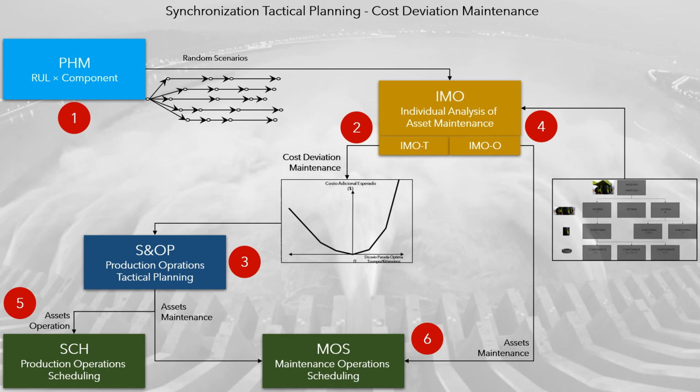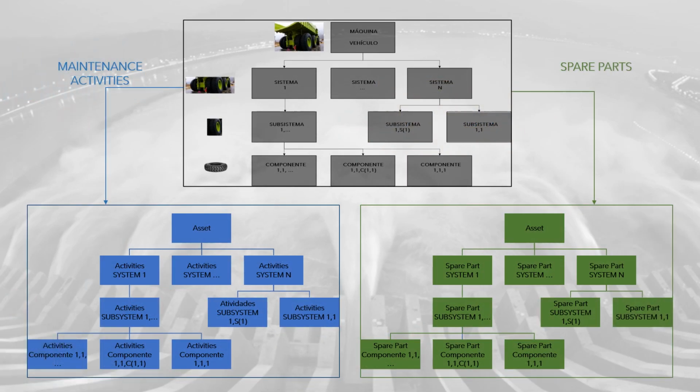Fifthly, the SCH model produces the scheduling of production activities and is outside the maintenance environment. Sixthly, the MOS model produces a detailed scheduling of maintenance activities in the workshop. For practical purposes, the hierarchical tree is the way of relating maintenance activities in the MOS model, and the demand for spare parts in the INV model.